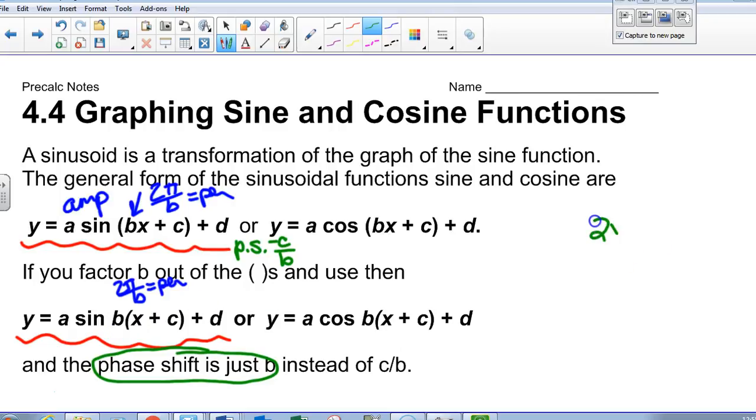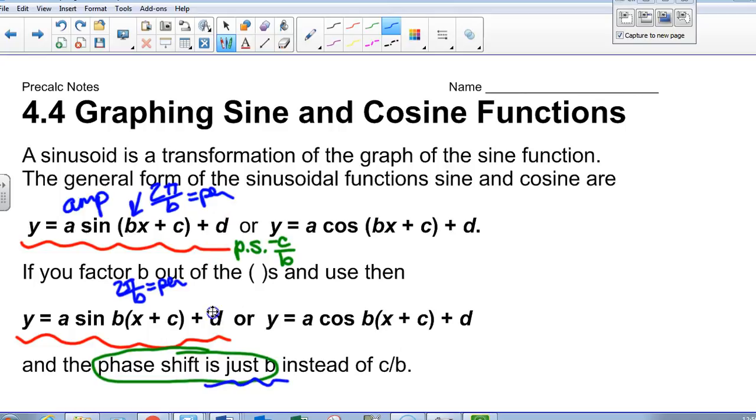Now that's confusing to some students, but when I do this, I divided out the 2. Does that make sense? So that if I multiplied it back in, it would be 2x plus 4. Okay, when you factor something out, you're dividing it out. So that's why if you have it outside the parenthesis, then the phase shift is just C. Whoops, I didn't mean to erase there. I'm really good at that the last couple days. Okay, so it's just C.